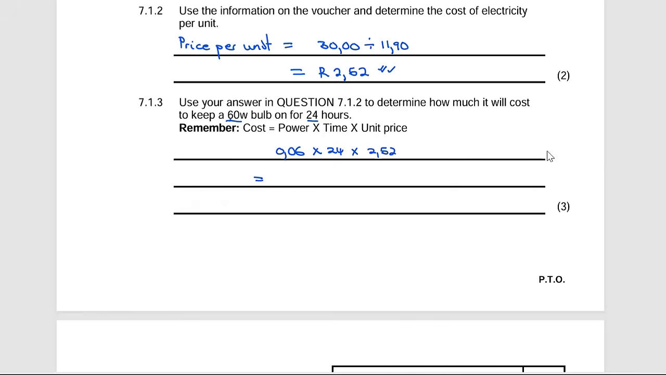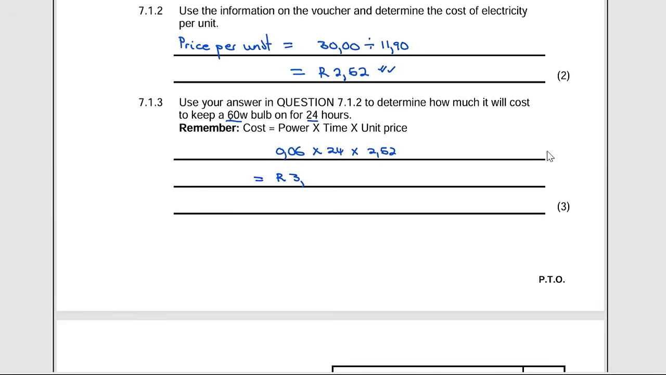Let me make use of my calculator real quick there. Okay, so our answer there is going to be a value of 3 rand 63 cents. Let me erase and rewrite that one there. So it's going to be 3 rands 63 cents, right?